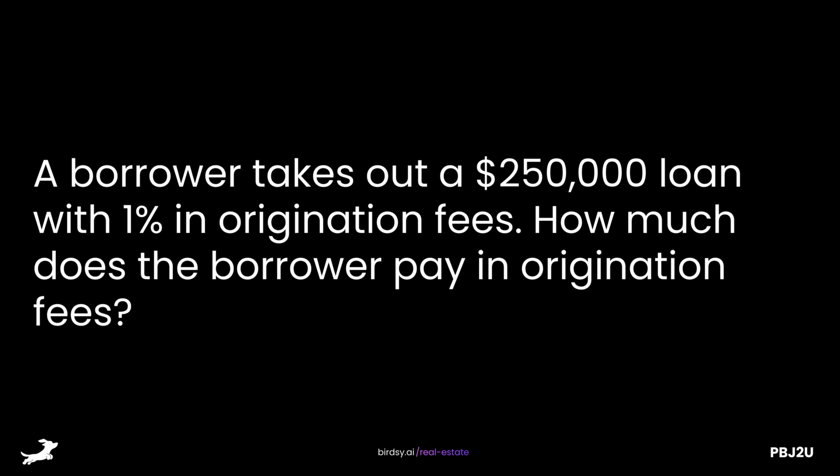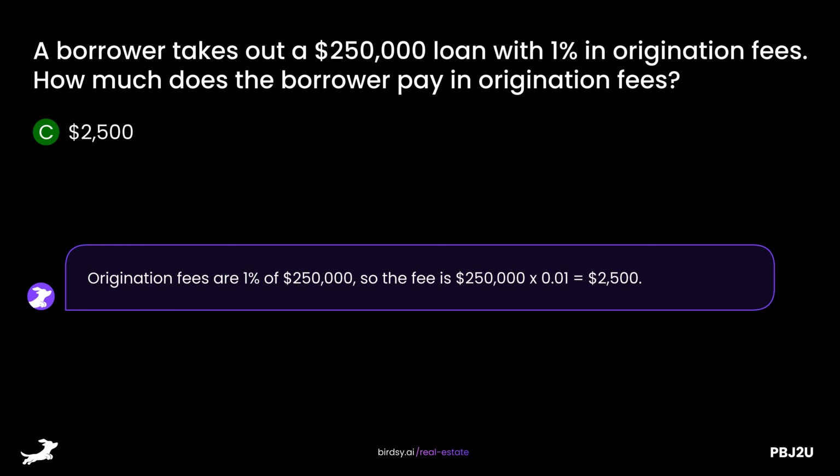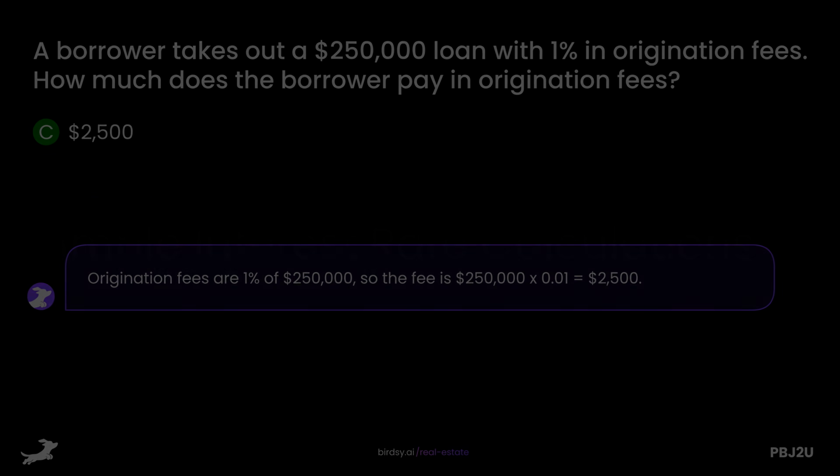A borrower takes out a $250,000 loan with 1% in origination fees. How much does the borrower pay in origination fees? Is it A, $3,750, B, $5,000, C, $2,500, or D, $7,500? The answer is C, $2,500. Origination fees are 1% of $250,000, so the fee is $250,000 multiplied by 0.01, which equals $2,500.